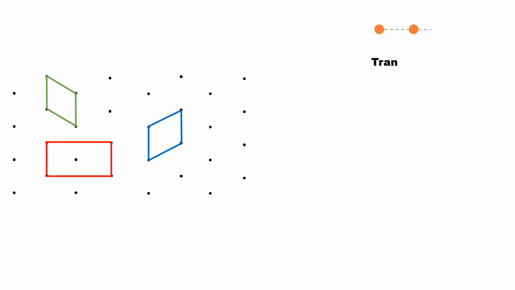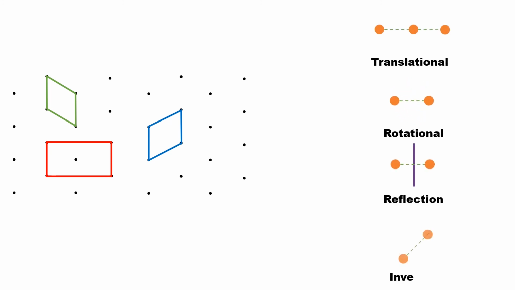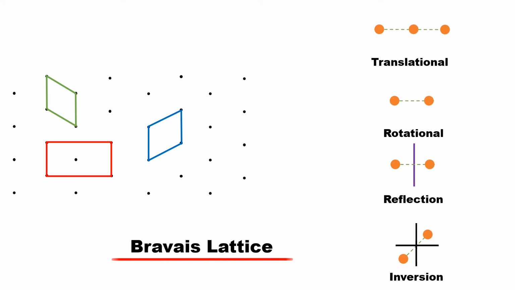Unit cells can be drawn in many ways, but not all types of unit cell exist in nature. This is because of symmetries found in the unit cell. There are 4 types of symmetries in the unit cell: translational, rotational, reflection, and inversion symmetry. According to these symmetries, unit cells exist. Those are called Bravais lattices. In the next video of crystal structure, we will learn about these symmetries and Bravais lattices in detail.